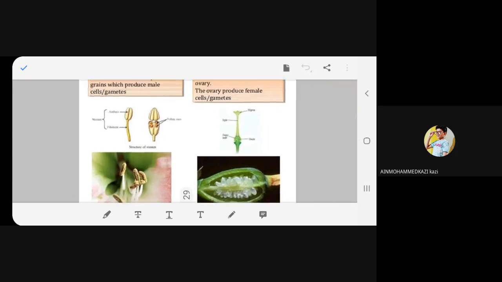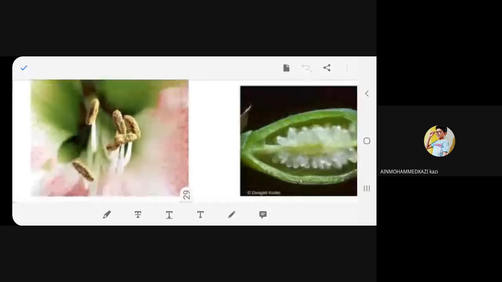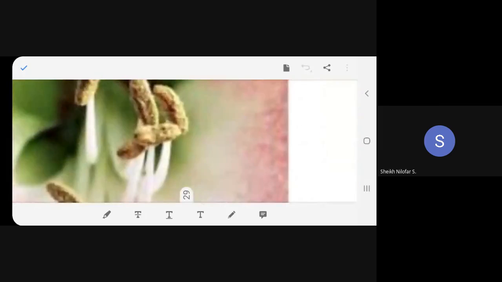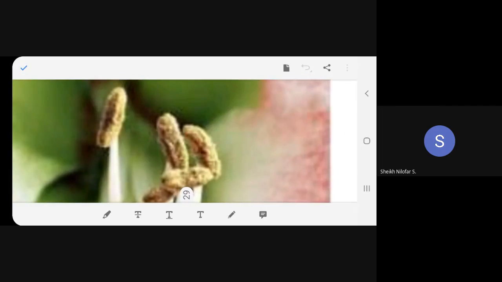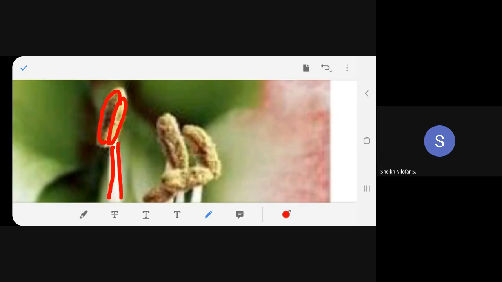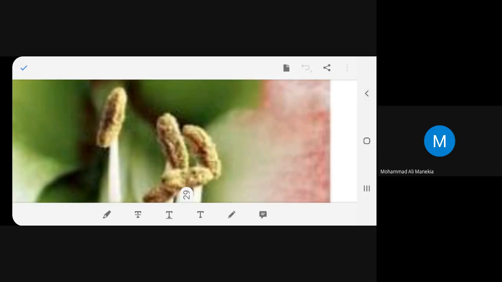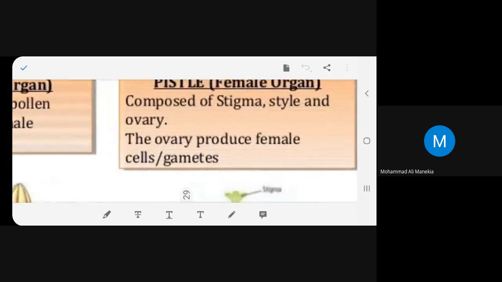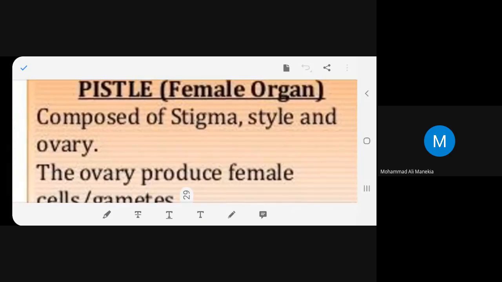Now we will see how this stamen looks. See, can you see this? So this is the anther and this is the filament. Understood, beta? Now we come to the female organ, that is the pistil. Please read.